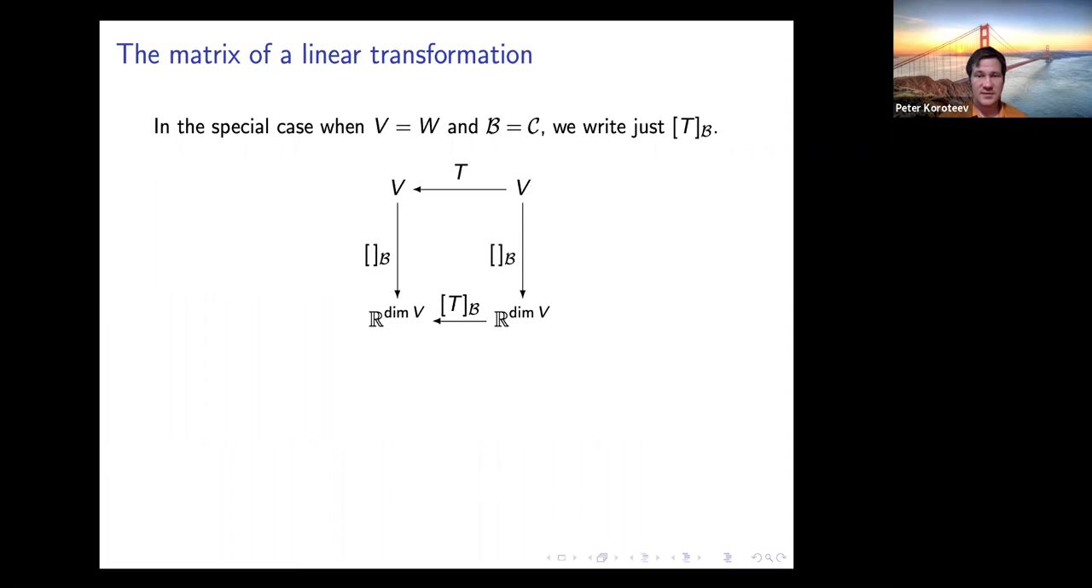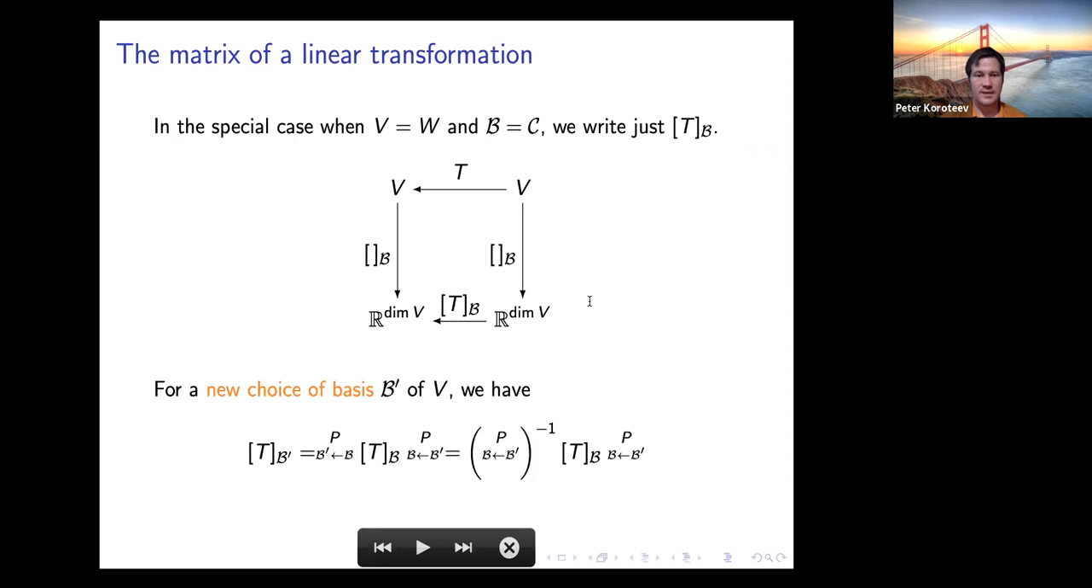And in a special case when V and W are identical or isomorphic, and B is equal to C, then we can just write T with index B, which corresponds to this matrix. For this new choice of coordinates, if you take a basis B prime in vector space V, then we take the formula from the previous slide, and we know that P to B prime is P prime to B inverse. So therefore, this is how we can do it.